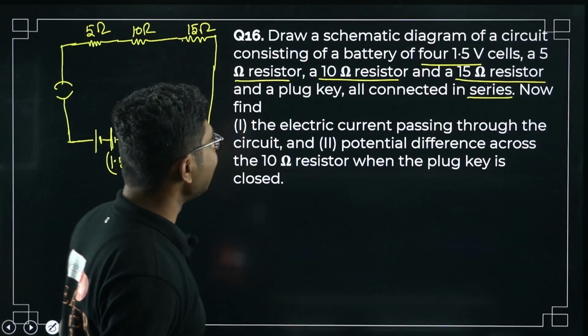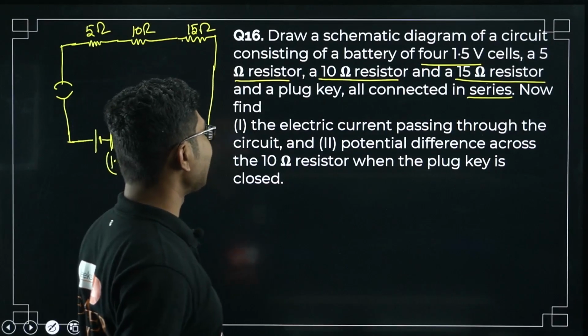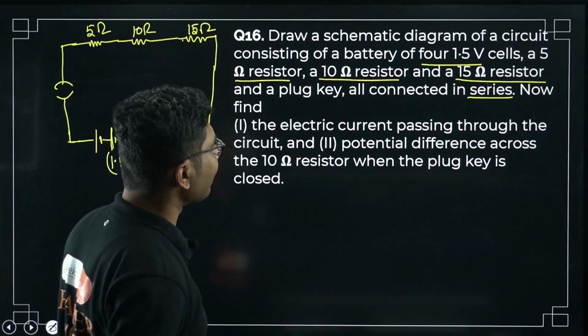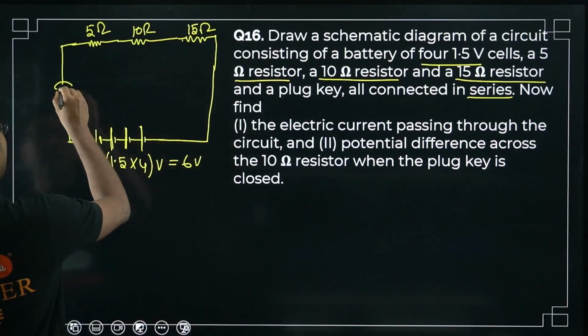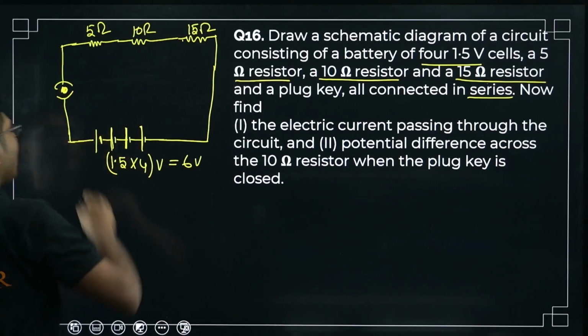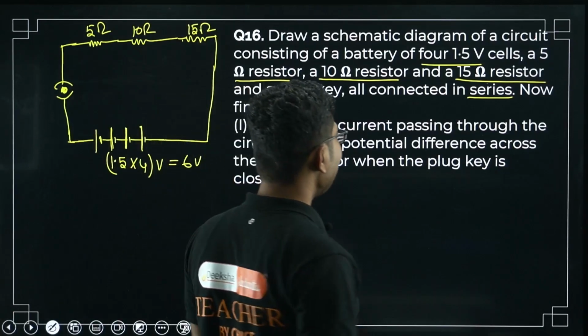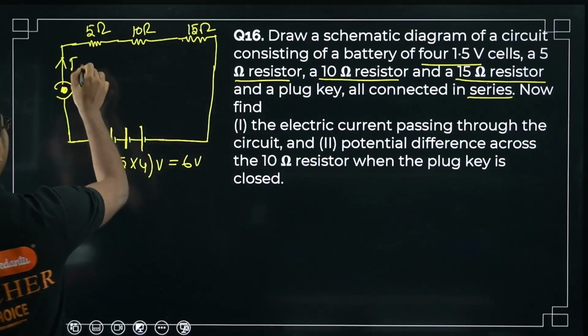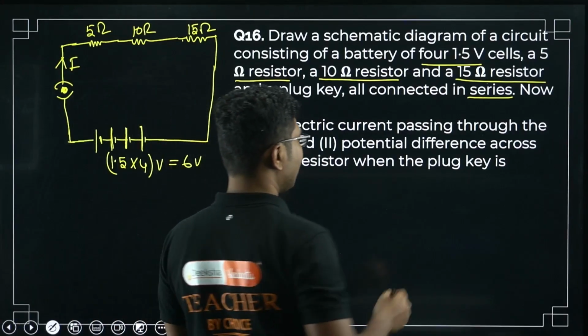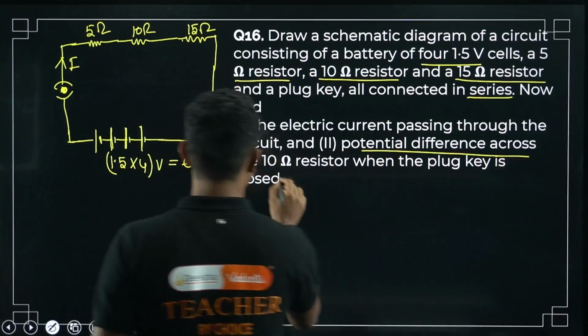Now find the electric current passing through the circuit and the potential difference across 10 ohm resistor when the plug key is closed. So plug key is now closed. What you have to do, you have to find the total current passing through the circuit, and potential difference across 10 ohm.